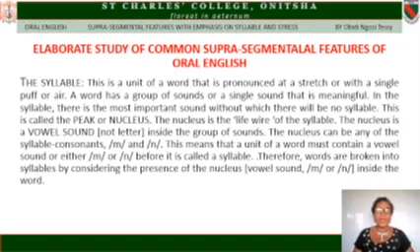The nucleus can be any of the syllabic consonants, m and n. This means that a unit of a word must contain a vowel sound or either m or n before it is called a syllable. Therefore, words are broken into syllables by considering the presence of the nucleus, that is the vowel sound, m or n, inside the word.